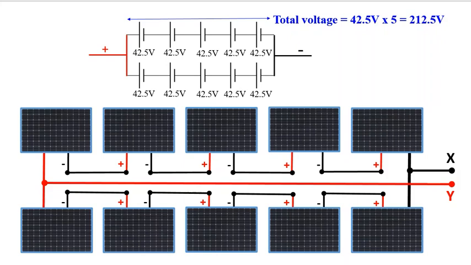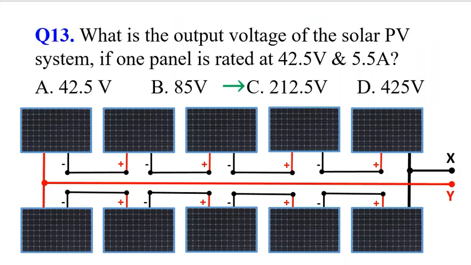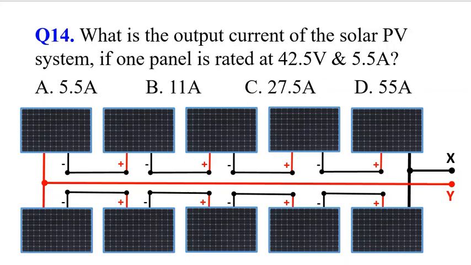Next you have another set. Once you combine these two sets in parallel, the voltage won't change. So 212.5 will remain as the voltage between the points X and Y. So your answer will be C, 212.5 volts in the system. Question number 14.